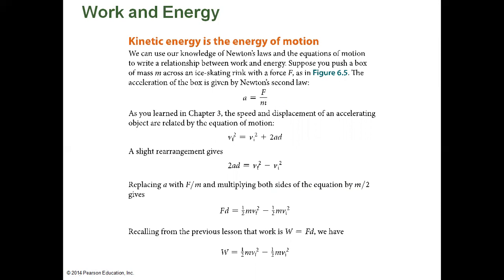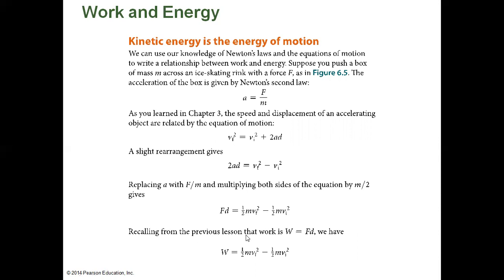As you learned, the speed and the displacement of an accelerating object are related by the equation of motion, that is vf square is equal to vi square plus 2ad. A slight rearranging gives 2ad is equal to vf square minus vi square. Replacing a with F upon m, the acceleration, and multiplying both sides by m by 2, it gives Fd is equal to 1/2 m vf square minus 1/2 m vi square.